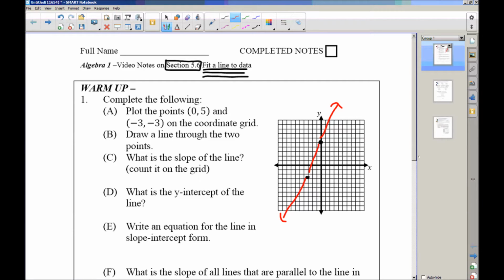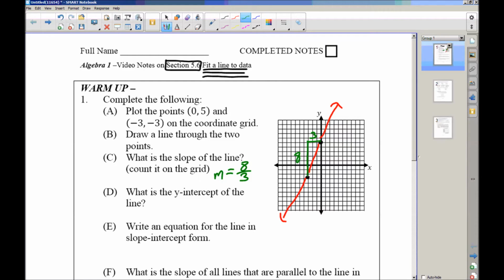What is the slope of this line? Count it on the grid. So use the grid to help you find the slope. We don't need to use those 2 points to calculate it. We can just count it on the grid. So this is 3, 4, 5, 6, 7, 8 up and 3 over. So our slope here is going to be the change in the y, which is 8, divided by the change in the x, which is 3.